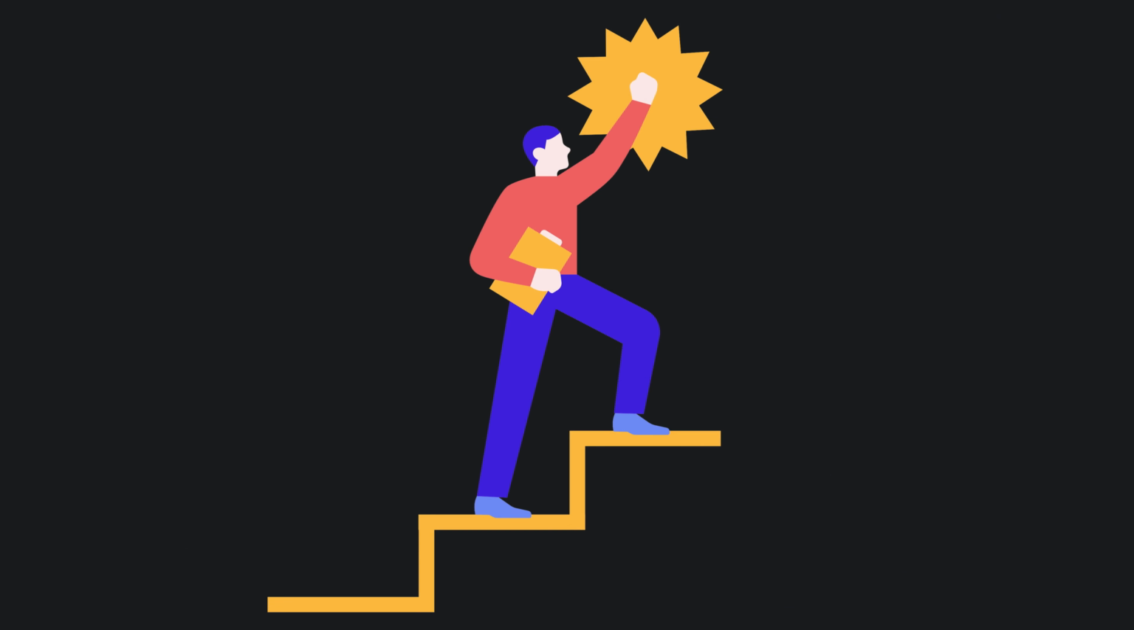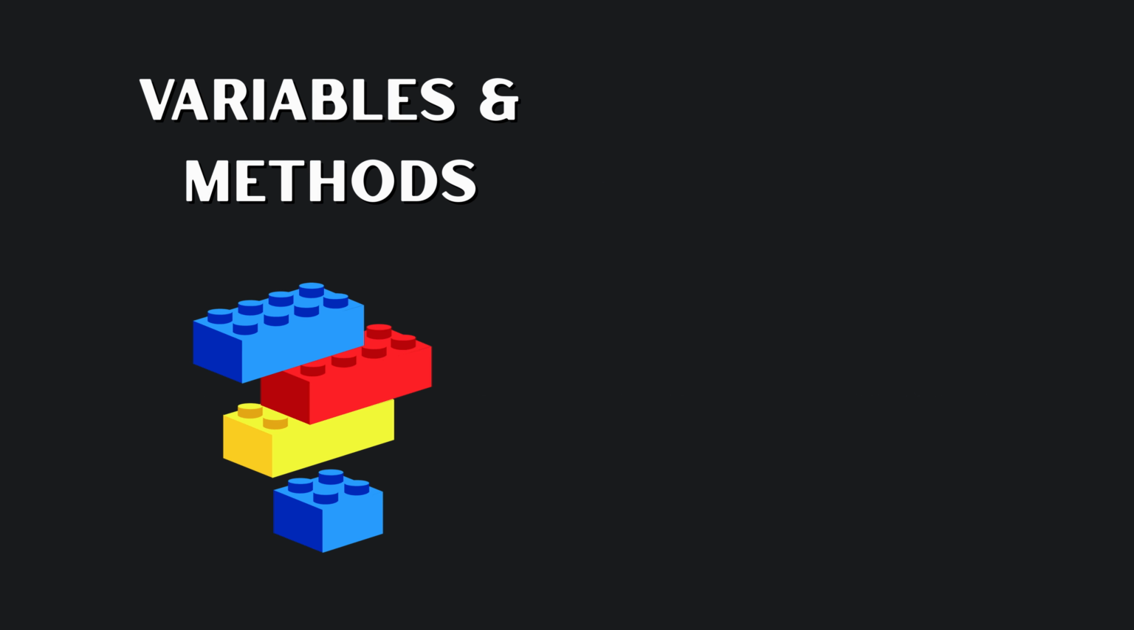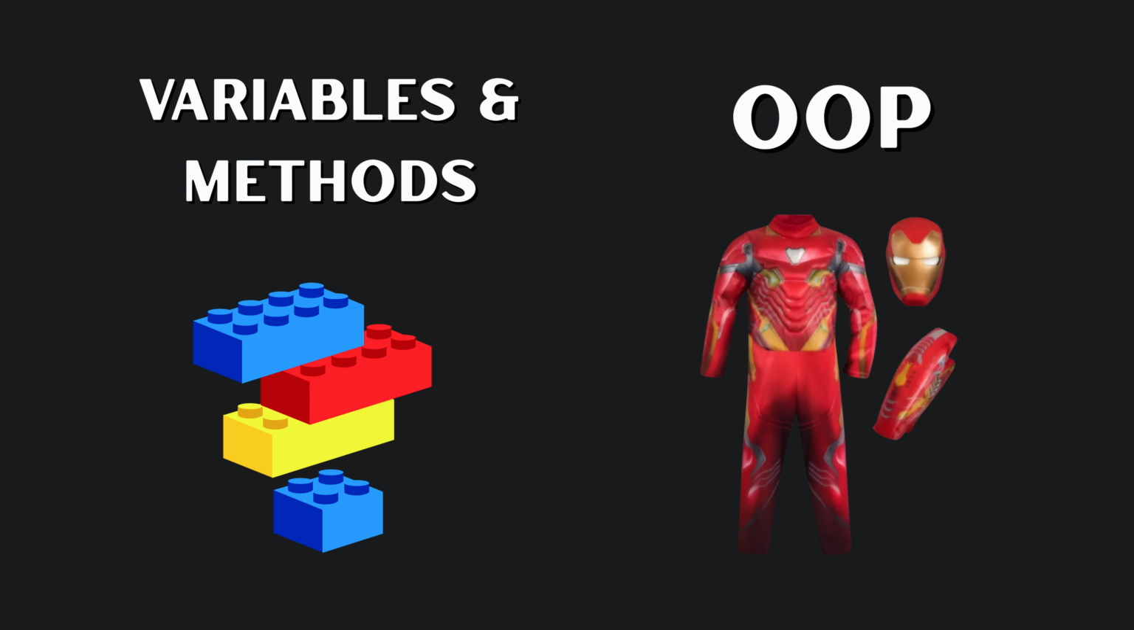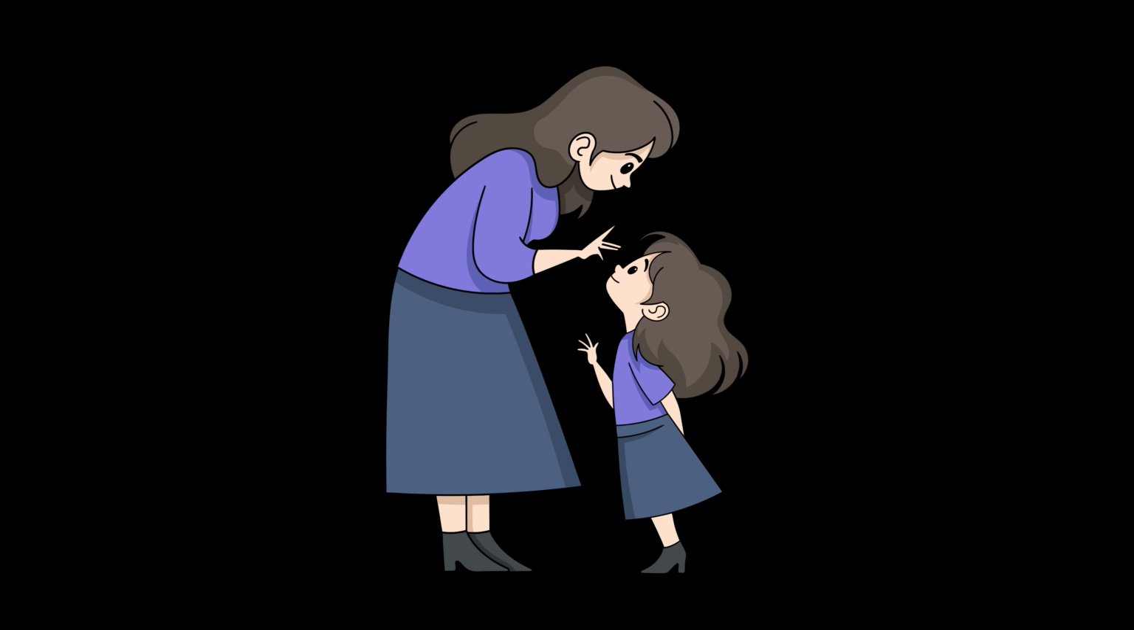Today is a super important milestone. We are starting Object Oriented Programming, or OOP for short. If variables and methods are like building blocks, OOP is the blueprint behind the Ant-Man suit. It tells us how things should be made and how they should behave.